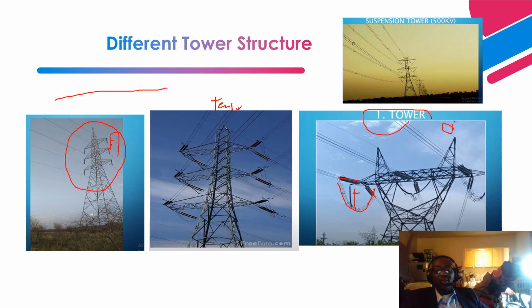So this one is also a suspension tower. They have suspension insulators over here, and you can have different types based on the voltage level. This one is for 500 kV, this one is for 765 kV, and this one is for up to 230 kV. And this one is a tangent or tension type of tower.